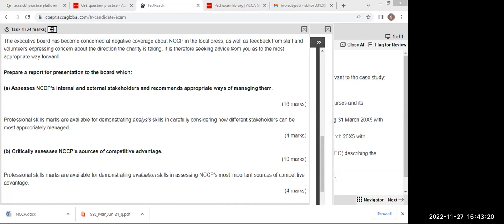4 marks for this requirement. So 20 marks in total. So 20 means multiply by 1.8. This means how many minutes do you have? 36 minutes. So I'm starting off with, I'm also writing, but I would want you to write as well.